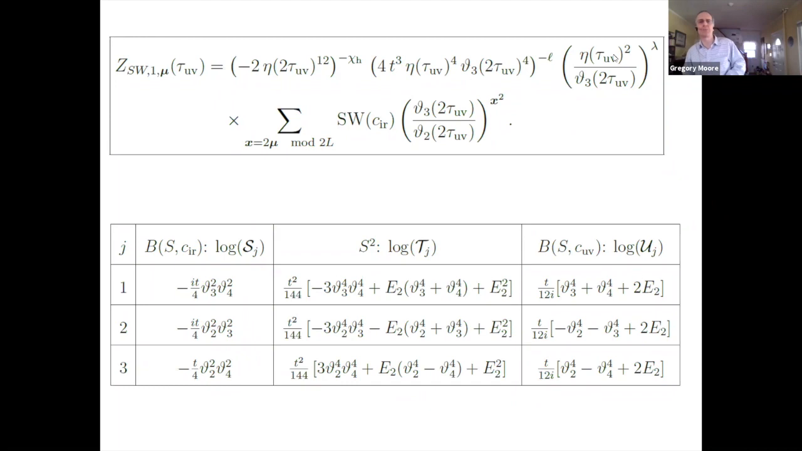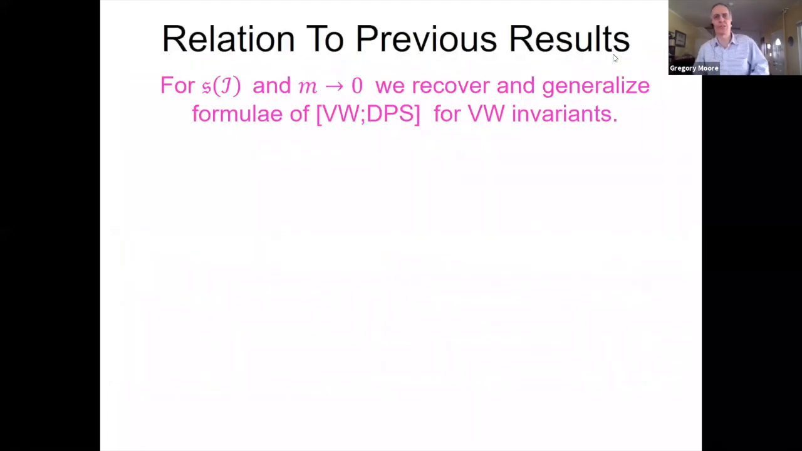If I include, for example, the surface observable, then I have in the exponential S.CIR times various modular functions, which are listed in the second table, or S squared times various modular functions, or S.CUV times various modular functions. So that's what the results look like.